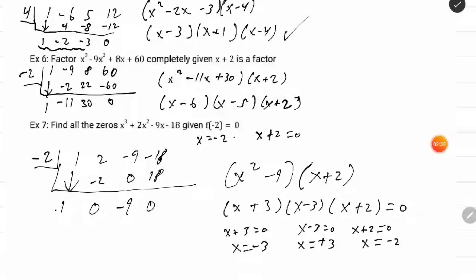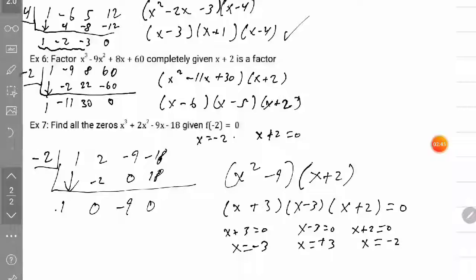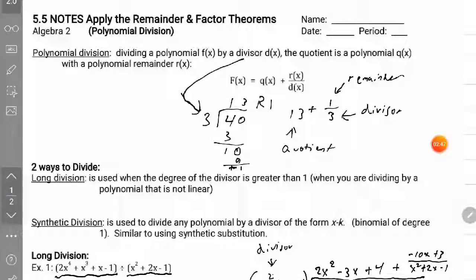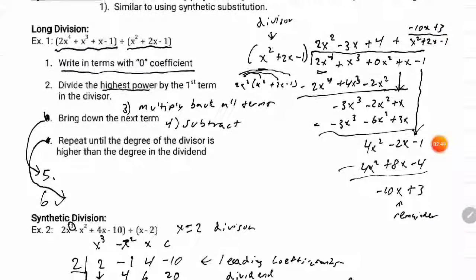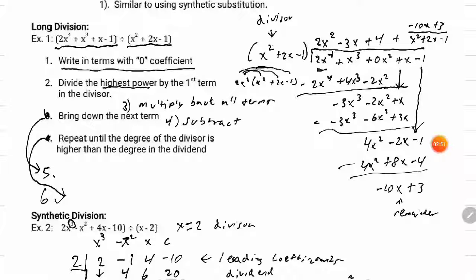Alright. Hopefully there was enough practice in synthetic division. Now, I know if I scroll back up, long division will take some time getting used to. Make sure you practice.